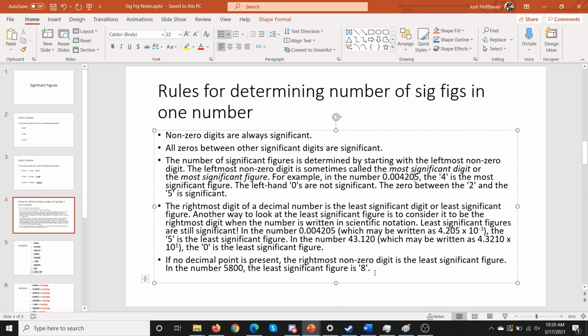If no decimal point is present, the rightmost non-zero digit is the least significant digit. So in this number, where we don't have the decimal point to guarantee accuracy to the tenth place, the accuracy stops at this last non-zero digit. So we have 2 sig figs in 5,800, and the least significant figure is 8.